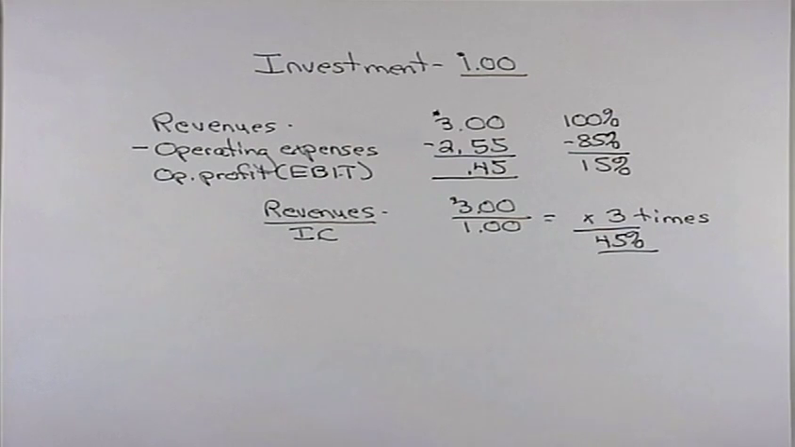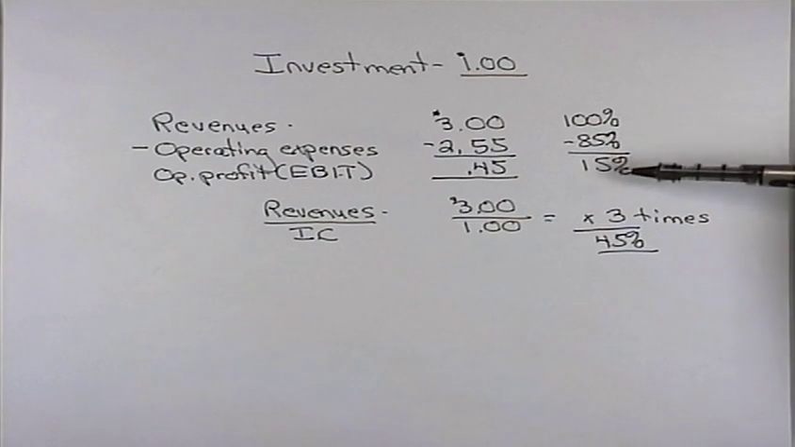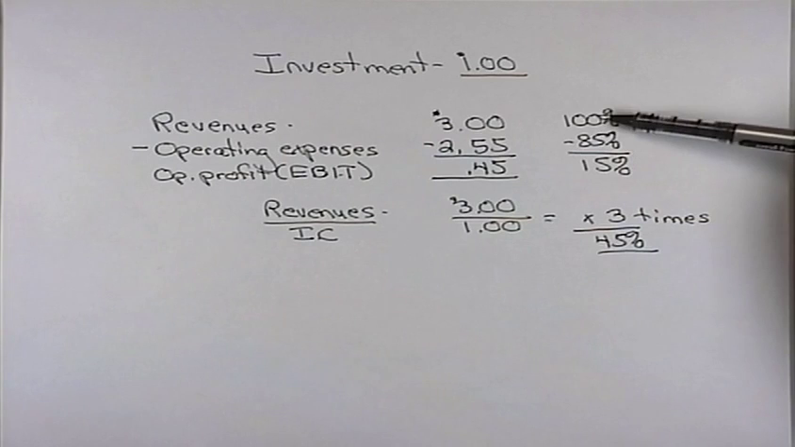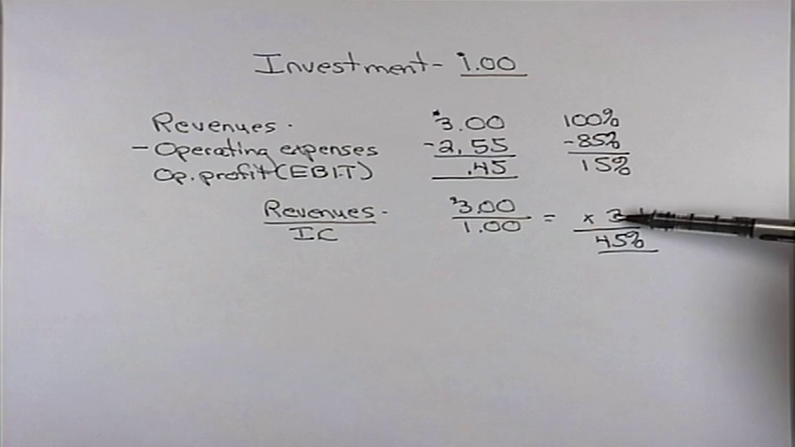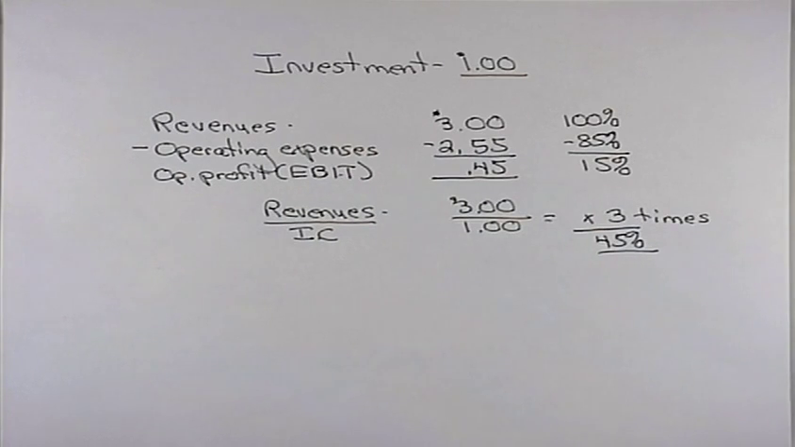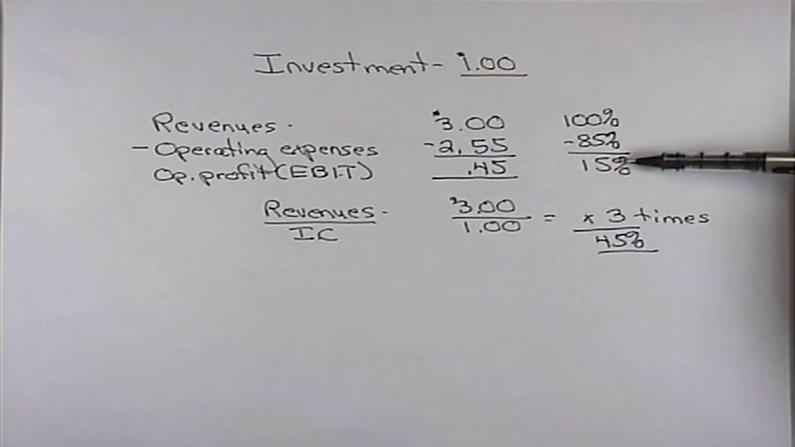So while we're here, let's play with it for just a second. What would happen if I could figure a way to reduce my operating cost from 85 to 84%. Then 84 from 100 would increase this number to 16. And 16 times 3 would be 48%. So a 1 penny reduction in my cost gets multiplied by 3 and becomes 3 pennies and jacks that up to 45%.